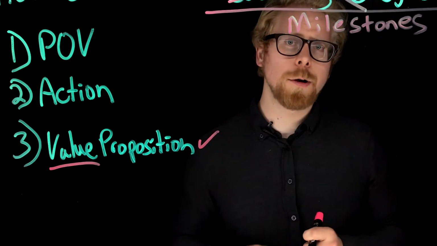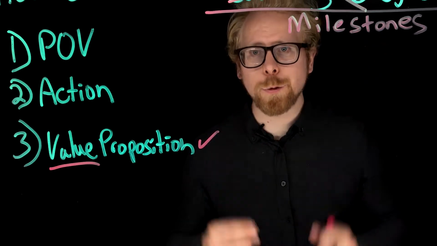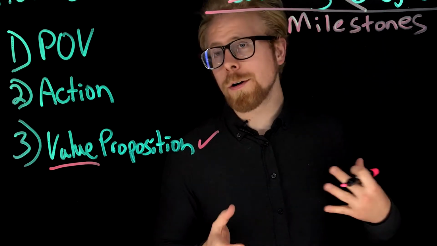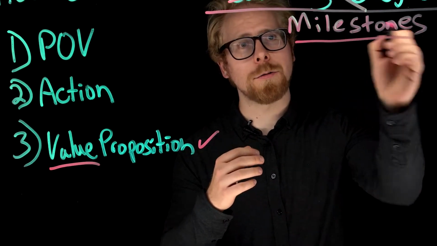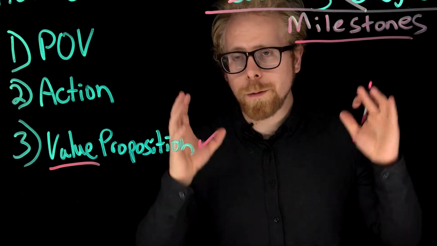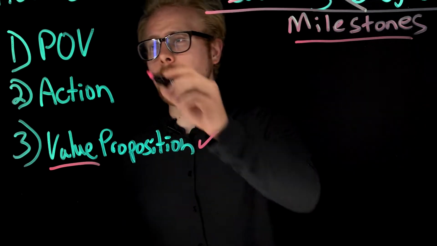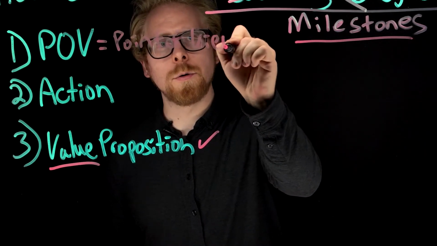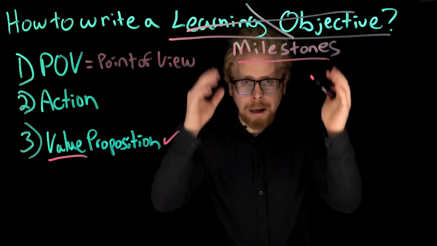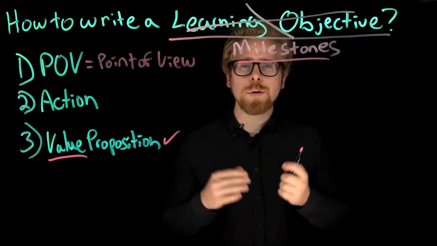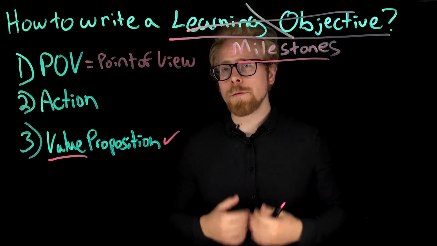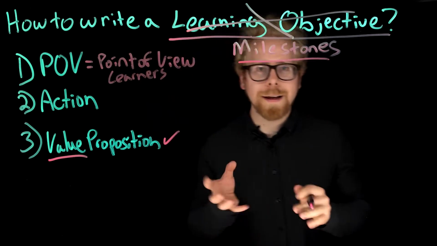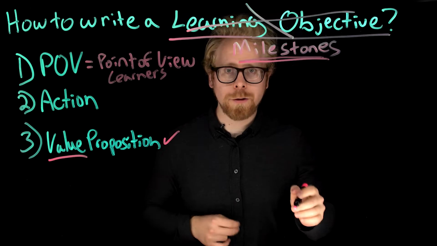But before we get too carried away with point number 3 here, let's go through the 3 things you need to do when writing your learning objectives, or as we like to call them, milestones. Number 1, the most important part about this is the POV, or point of view. When you are writing a milestone or learning objective, you need to write it from the point of view of your learners. This is why we like to look at this as milestones instead of learning objectives.